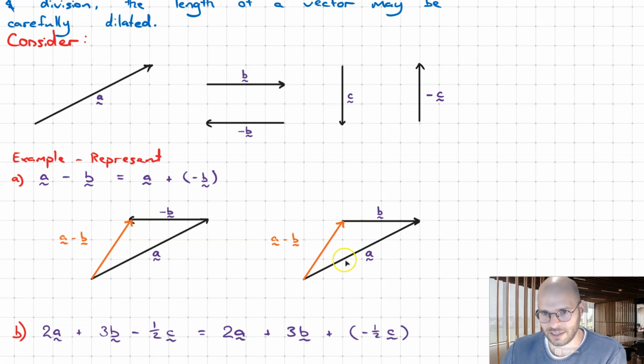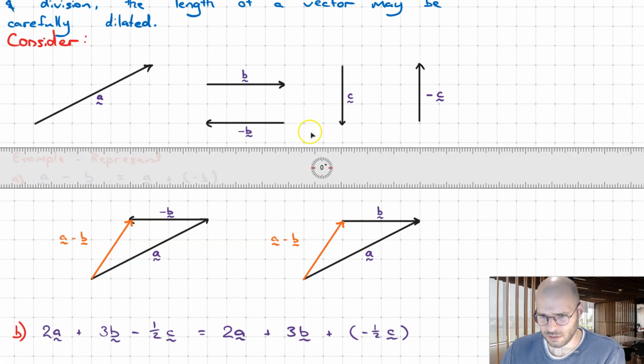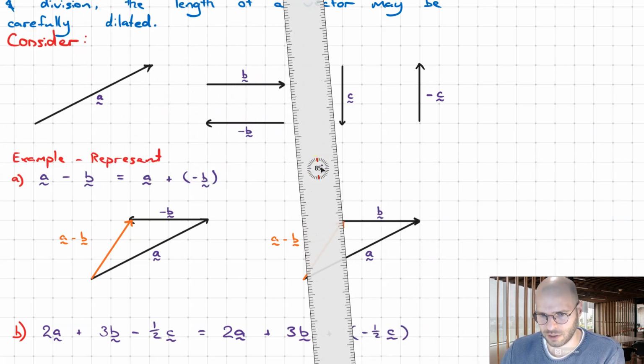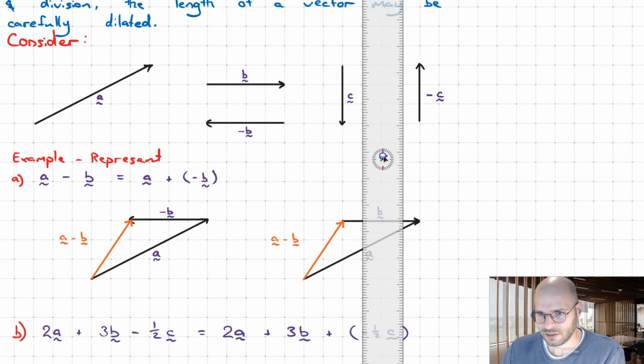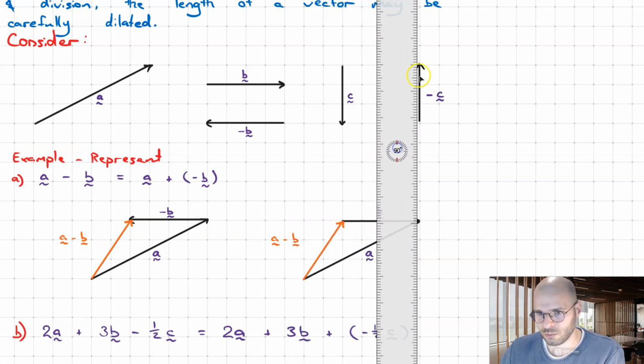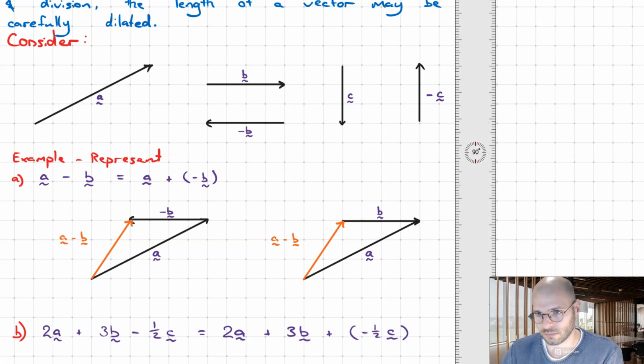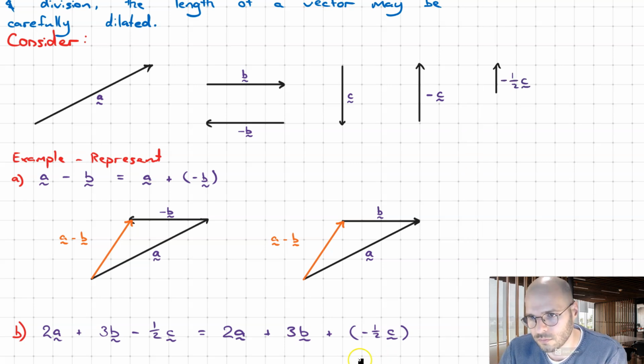Now the next thing I need to do is dilate this, so this is half of C. So what I'm going to do is get my ruler and measure it. Now this one measures 3 squares, so the best I can do is say this is going to be 1.5 squares. So this is negative a half of C. So remember, we can't divide it, so we dilate it by a factor of a half.